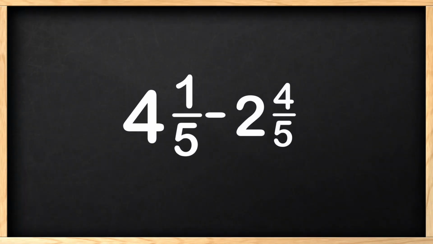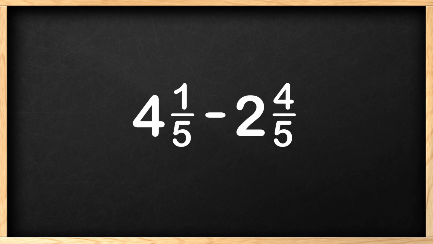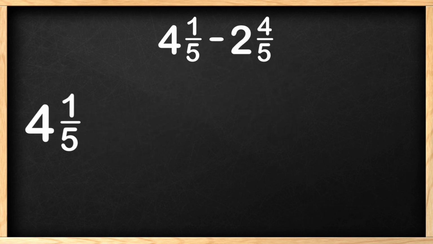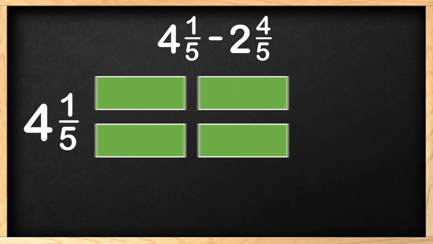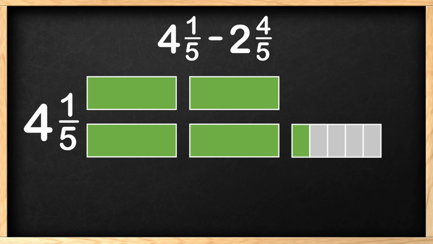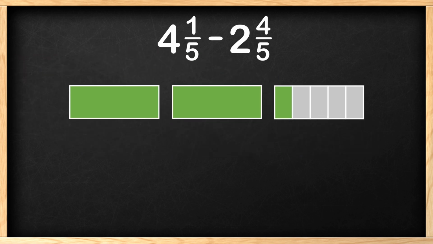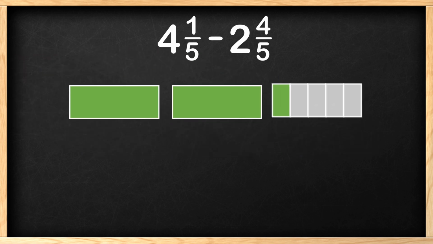Let's find 4 1/5 minus 2 4/5. Let's do this first using pictures. First, we will model 4 1/5. That means we have 4 wholes shaded, and 1 shaded part of 5 equal parts, or 1/5. Now we want to take away 2 4/5. That means we take away 2 wholes, and then we need to take away 4 out of 5 shaded parts.